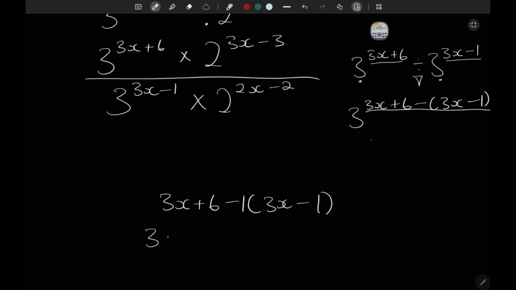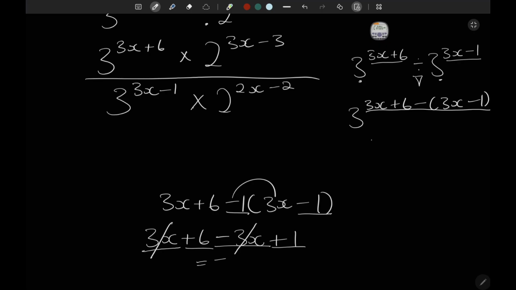So you write down the 3x plus 6 as it is. Then minus 1 times 3x should give you minus 3x. Minus 1 times minus 1 should give you a positive 1. Now let's look for like terms. We have 3x minus 3x, which is 0. They cancel each other out. Then 6 plus 1, which is 7. So you're left with 7 there.